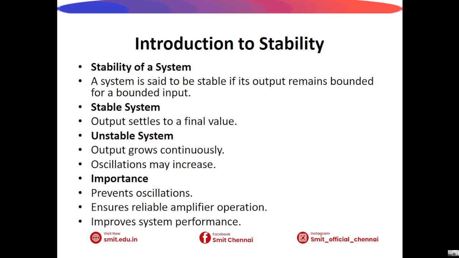First, we see the introduction to stability. Stability is one of the most important characteristics of any electronic system. A stable system produces a predictable output and settles to a final value after disturbances. If a system becomes unstable, oscillations may grow indefinitely and damage the circuit. Therefore, stability analysis is essential before implementing any feedback system.